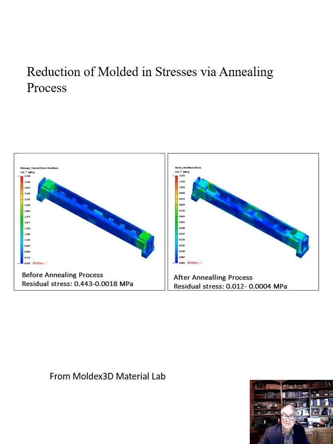For a typical plastic part, you have molded-in stress. Here in the green shows this level of molded-in stress. After annealing, you get a slightly lower molded-in stress. That is your curing time sped up by the annealing process.